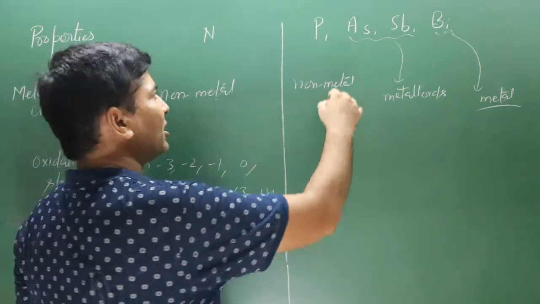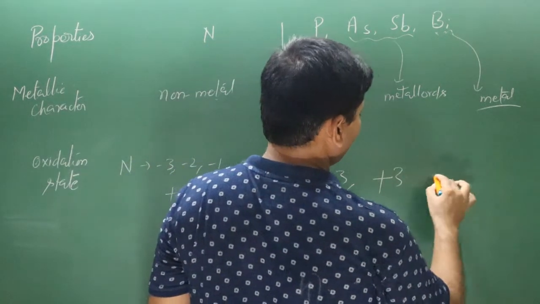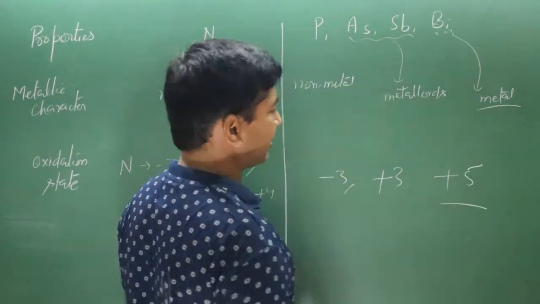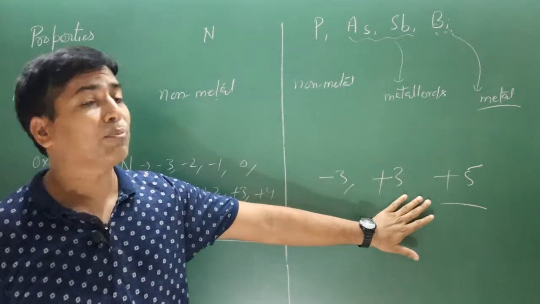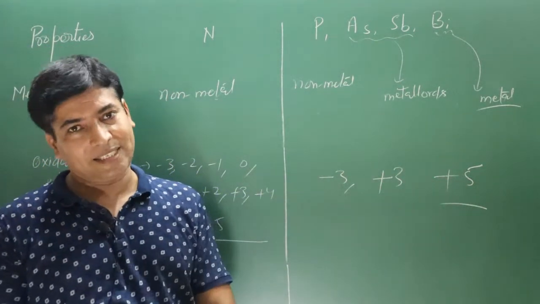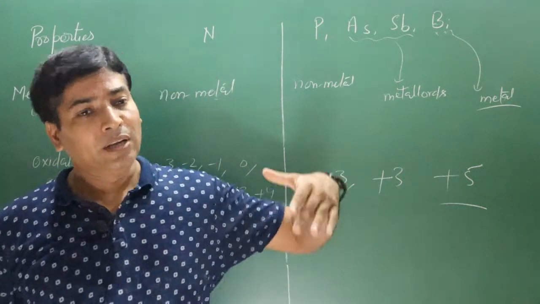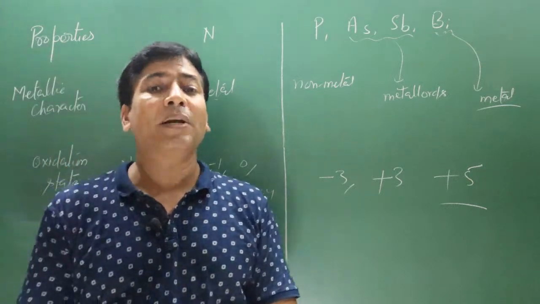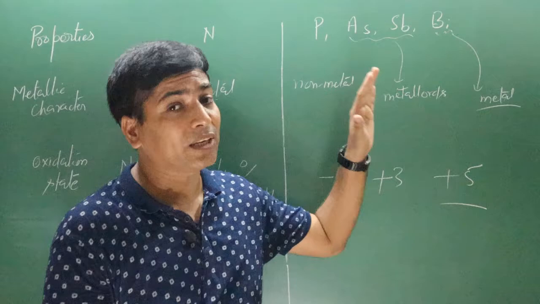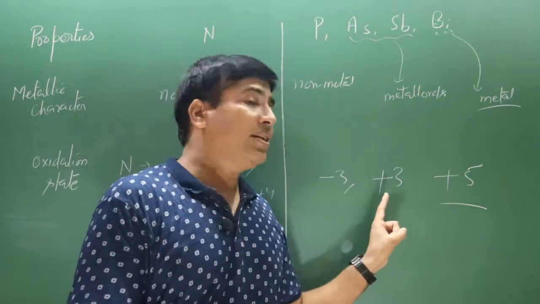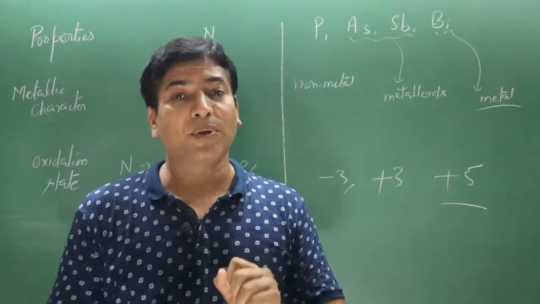But if we talk about these elements in general, they show -3 oxidation state, then +3 oxidation state, and +5 oxidation state. Most of the compounds of these elements are present in either +3 or +5 oxidation state. The tendency to show -3 oxidation state decreases going down the group. As we have learned, stability of +5 oxidation state decreases going down, and stability of +3 oxidation state increases down the group due to the inert pair effect.